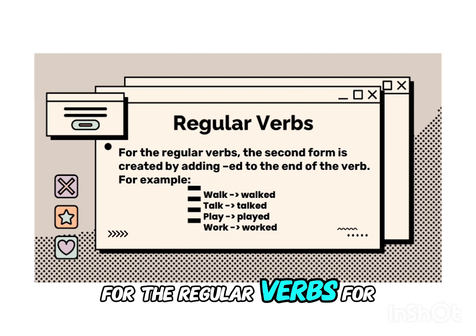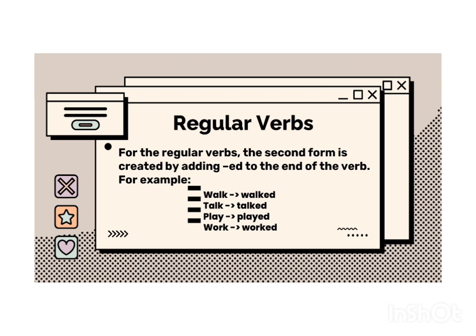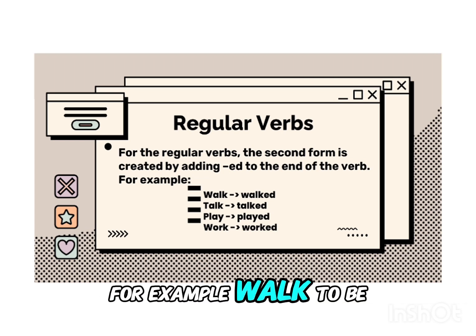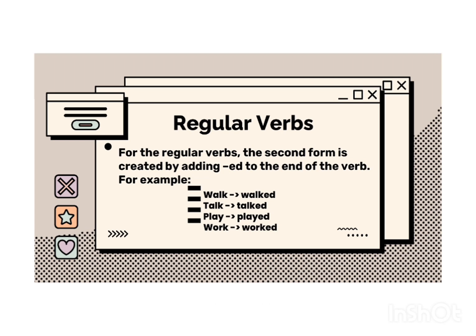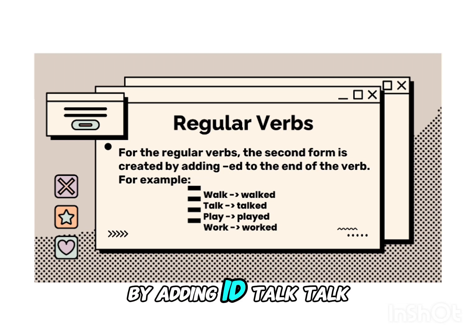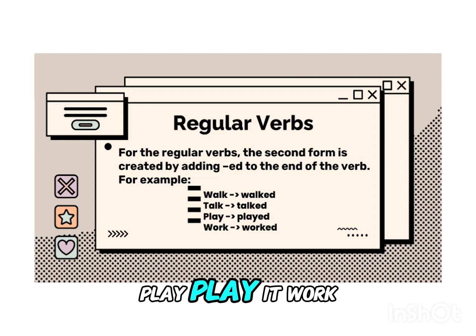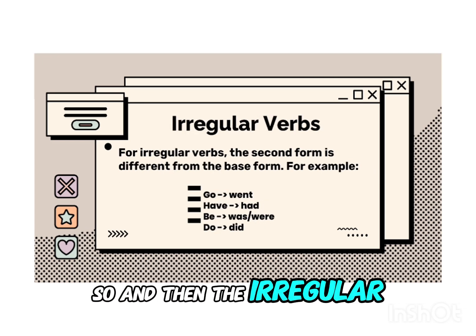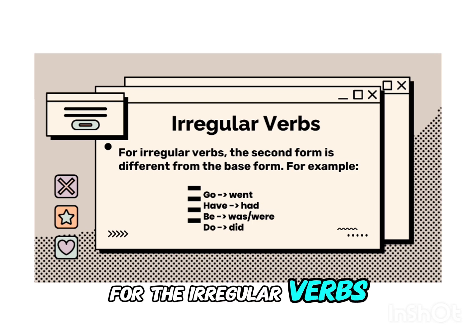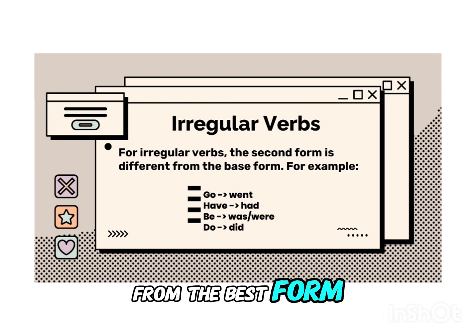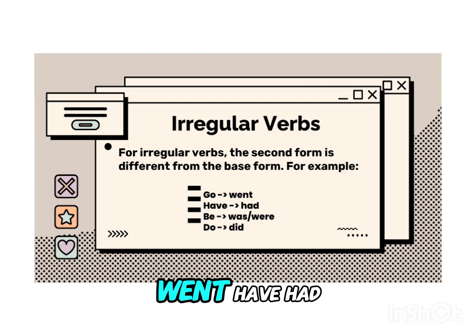For the regular verbs, the second form is created by adding ed to the end of the verb. For example, walk becomes walked by adding ed, talked, played, worked, walked. And then the irregular verbs. For the irregular verbs, the second form is different from the base form. For example, go, went; have, had; be, was or were; do, did.